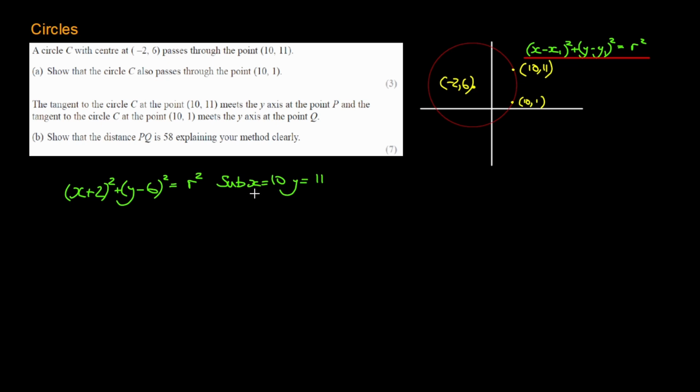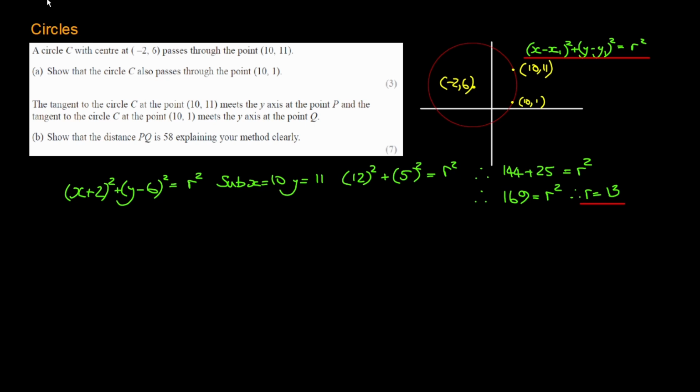And we get 10 plus 2 is 12 squared, plus 11 minus 6 is 5 squared, and this is equal to r squared. And therefore I can say this is 144 plus 25. You should actually know this is one of the standard right-angle triangles, which gives a convenient answer, is equal to r squared. Let's go on in case you don't recognise it. This is 169 is equal to r squared, and therefore r is equal to 13. And that's the first of our useful results.